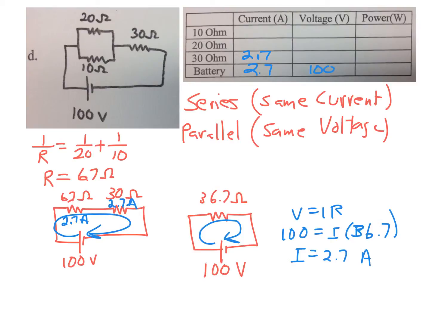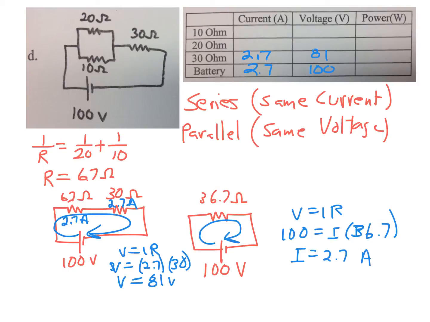I'm going to use V equals IR to calculate the voltage of the 30 ohm resistor. V equals IR for the 30 ohm resistor, unknown V. V equals 2.7 times 30. So V equals 81 volts. That's my voltage. I'll fill it in the table: 81 volts for the 30 ohm resistor.